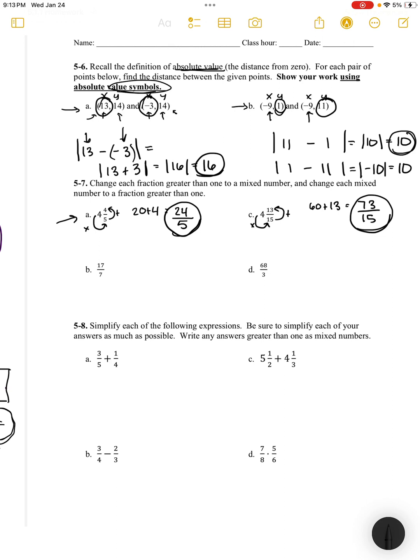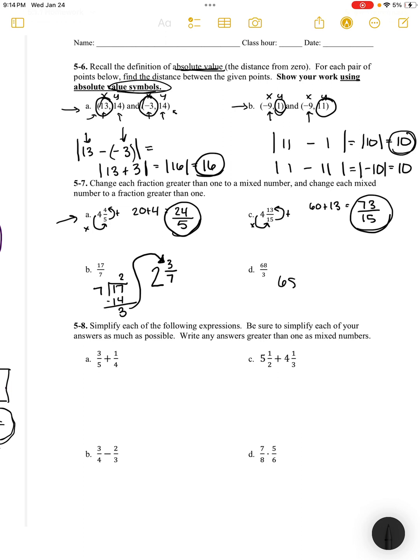17/7, I'm going to basically do 17 divided by 7. 7 goes into 17 2 times, which is 14. I have 3 left over. That would be my remainder. But the cool part is, I know it goes in 2 whole times. I have 3 out of 7 remaining because that remainder is now my numerator.